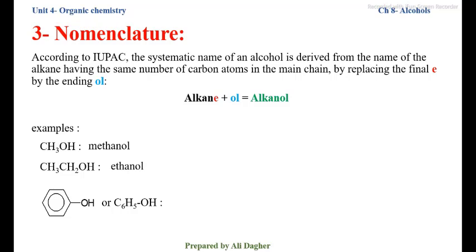Benzene with OH, C6H5OH. The systematic name of benzene is phen. We replace the E by ol, then the name becomes phenol.